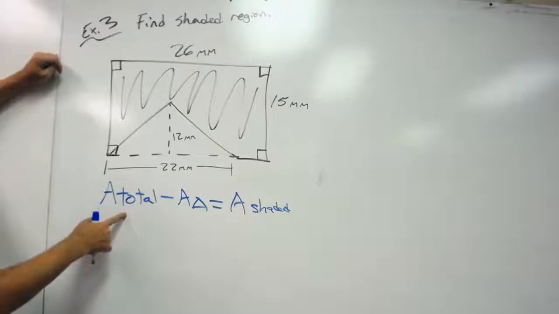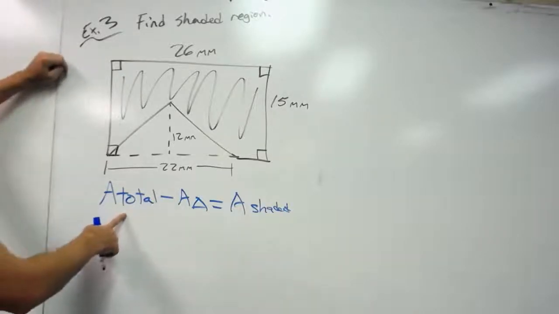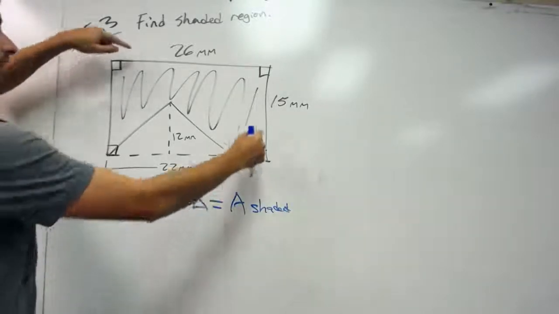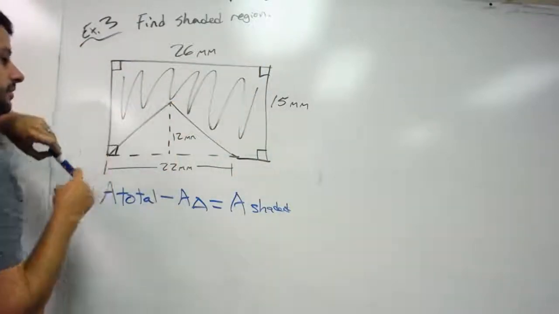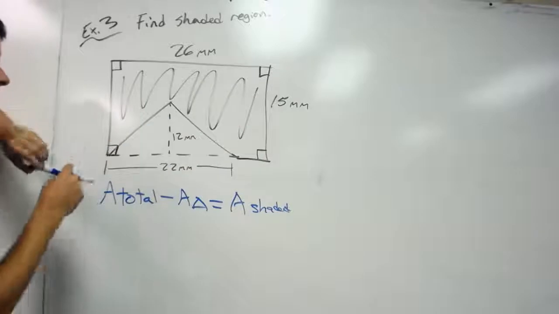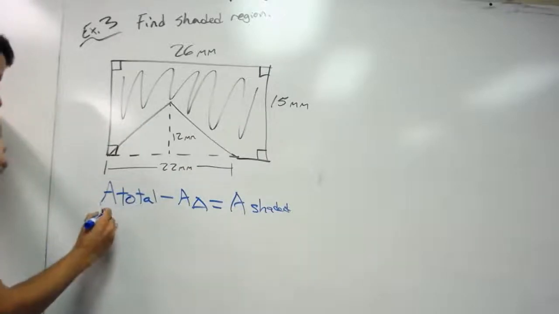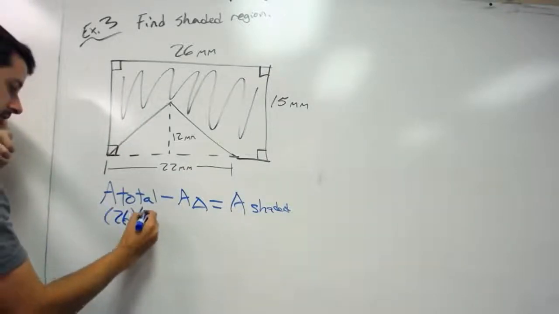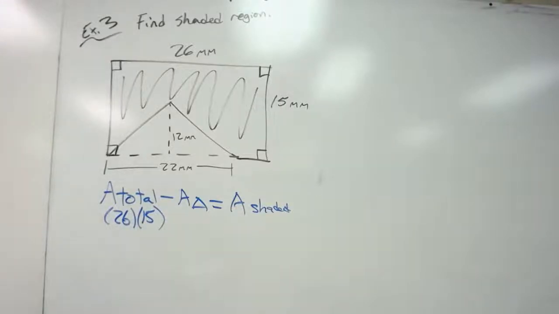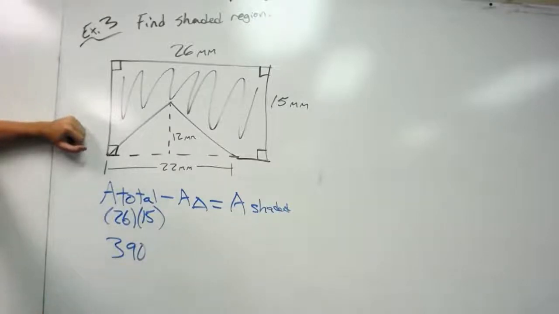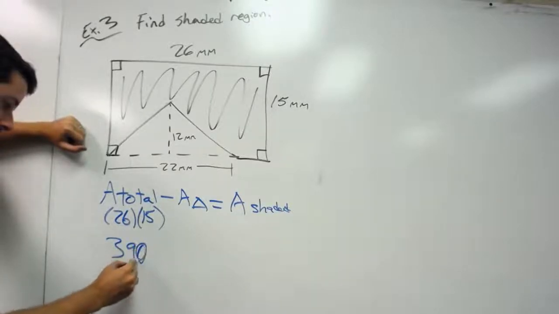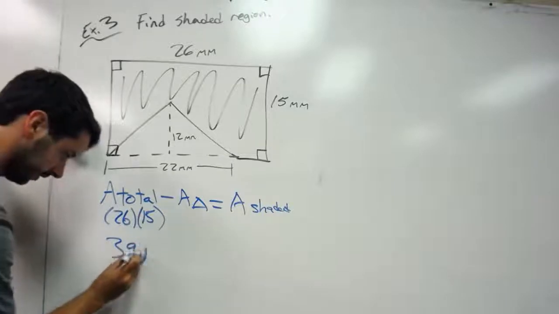So let's first find the area of the total. Well, our total figure, or polygon, is a rectangle. And it has a base of 26 and a height of 15. So to find this, we're going to do 26 times 15. And we get 390 for the total area.